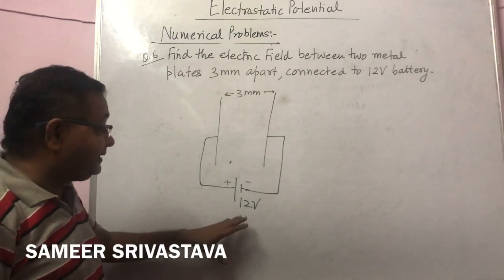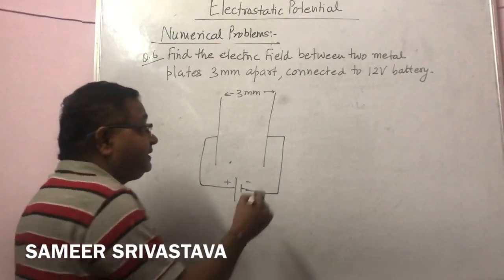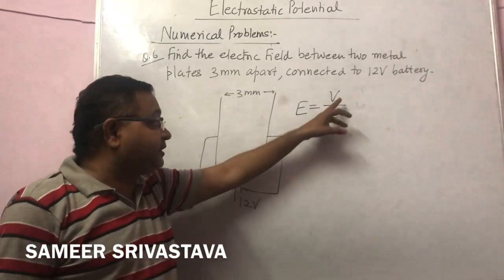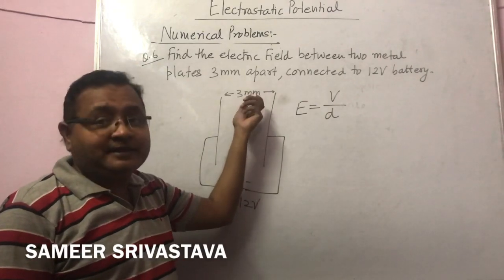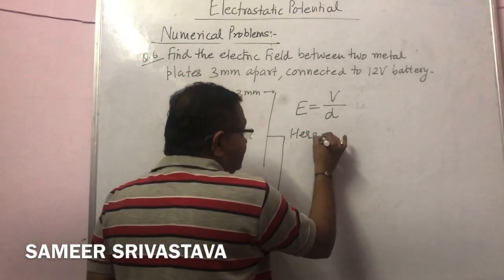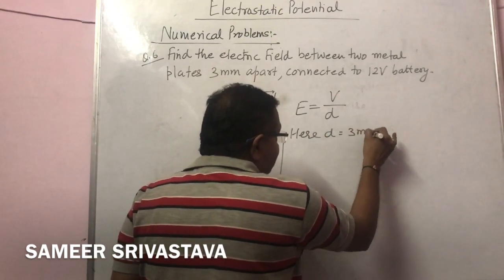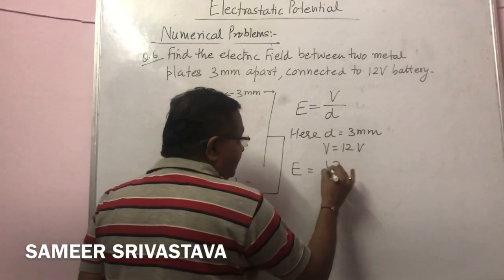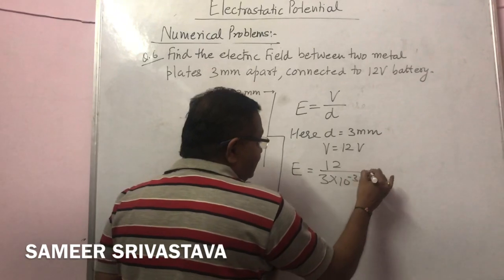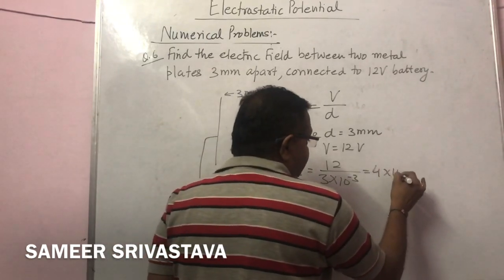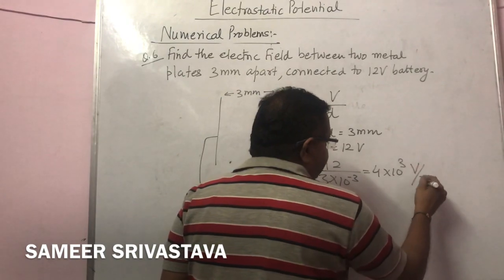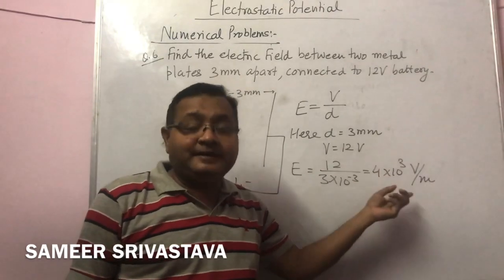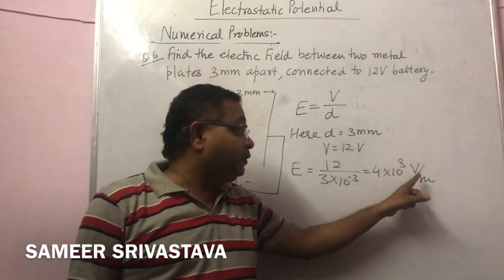We all know that the relation between potential and electric field is E is equal to V upon d, where V is the potential and d is the distance. Here in this question the distance is given as 3 mm and the potential is given as 12 volt. So put the values here. E is equal to 12 upon 3 into 10 to the power minus 3, that is 4 into 10 to the power 3 volt per meter. So here we know a second unit of electric field. We can write the unit of electric field also as volt per meter.